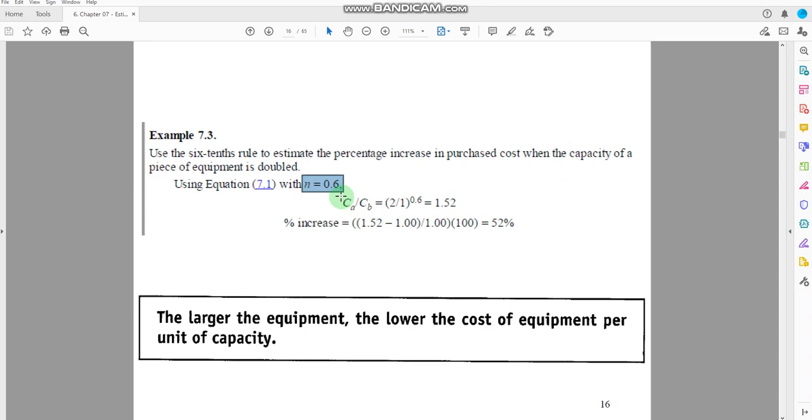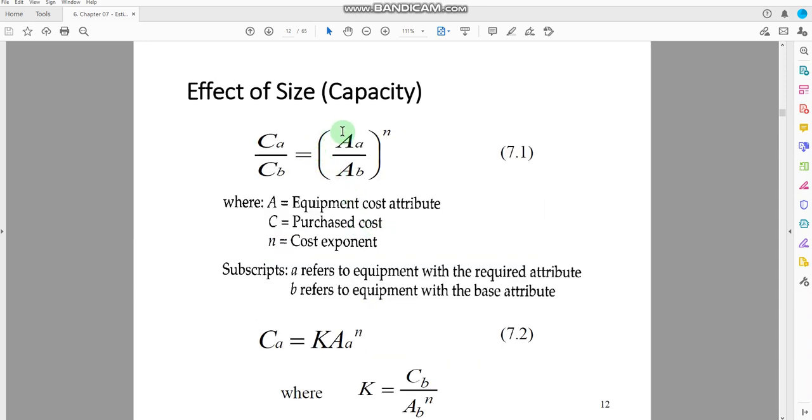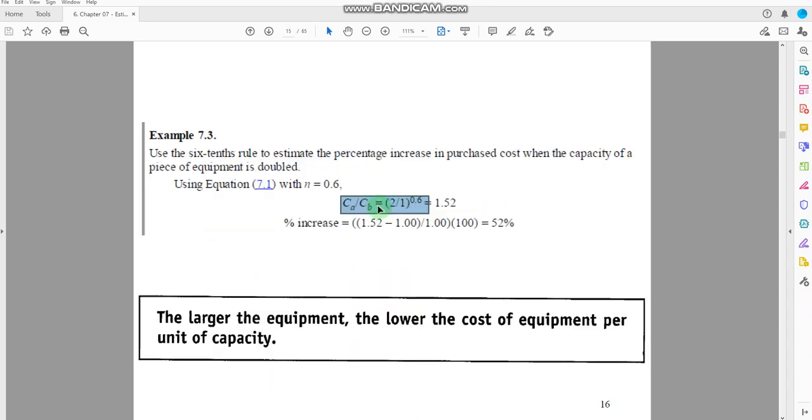So you can see this equation here, which is a replica of the earlier equation. Now the capacity of the equipment is doubled, so it becomes 2 by 1, and on the left-hand side you have CA by CB. The value for n should be 0.6 for the six-tenths rule. So CA by CB equals 2 by 1 raised to 0.6, and the ratio between the new cost and the old cost comes out to be 1.52.